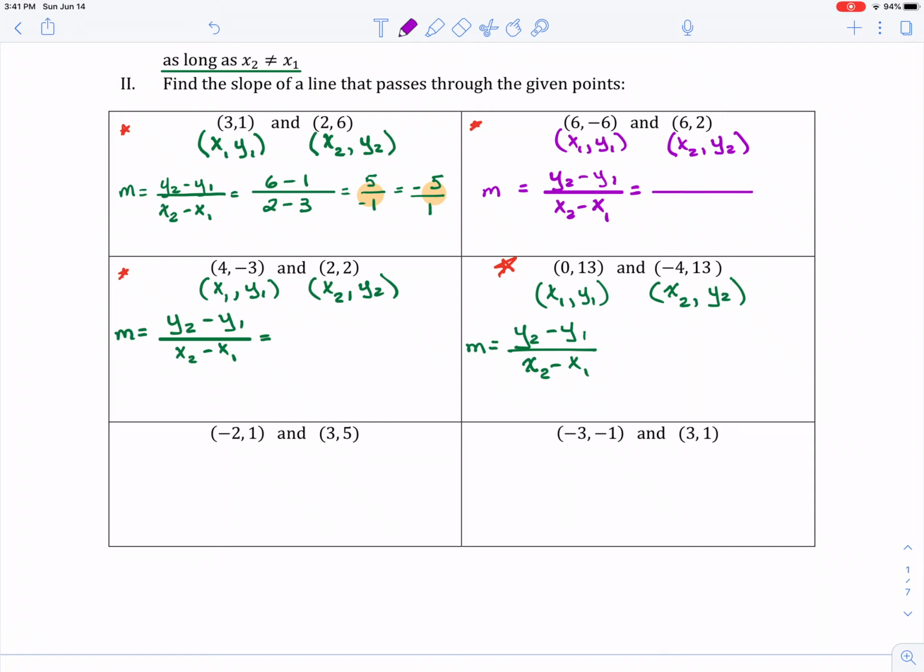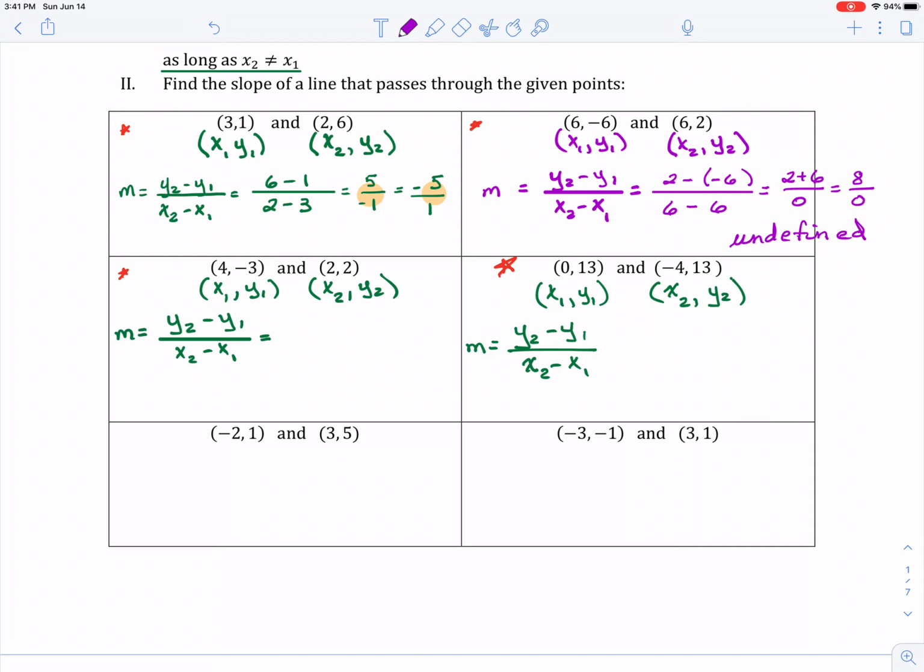All right, so in this example, y sub 2 is 2. Subtract y sub 1 is negative 6. X sub 2 is 6. Subtract x sub 1 is 6. And uh-oh, I have a problem. This is 2 plus 6 over 0. And so this slope would be undefined. And that does happen, and you'll see what that means as we move on through this section.